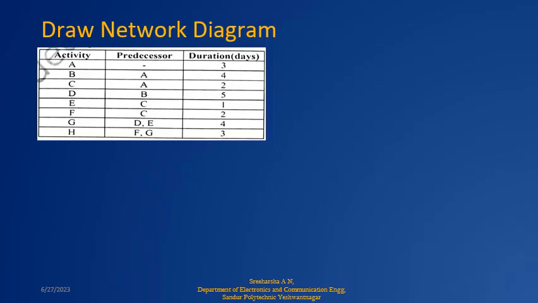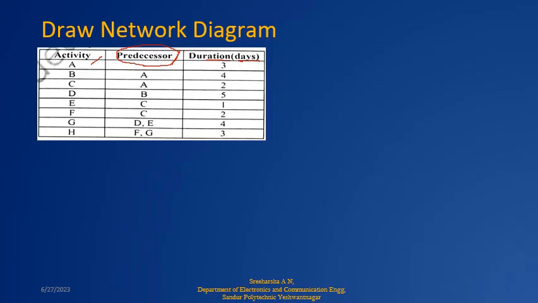So first one, we have this activity table. This diagram shows the activities, the predecessor, which means the previous activity, and the time consumed, the duration. Here they have given it in days. So we need to draw the network diagram for this.